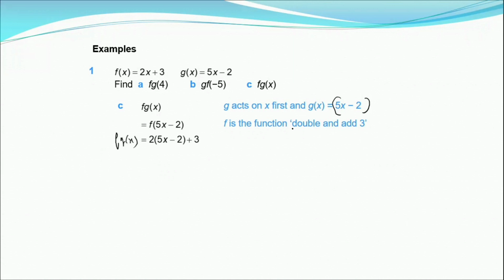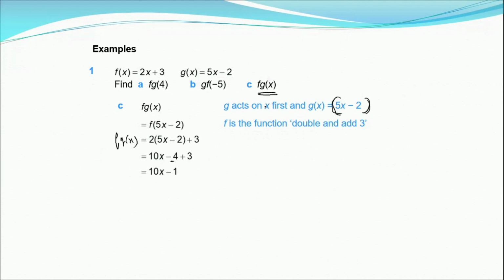What we need to remember is that we first put a bracket for the g function because g is closer to x. And in the f function, wherever there is x, we put the value 5x minus 2, the value of the g function. Now expand this bracket: 2 times 5 is 10x. 2 times minus 2 is minus 4, and plus 3. So minus 4 plus 3 is minus 1. So 10x minus 1 is your f(g(x)).